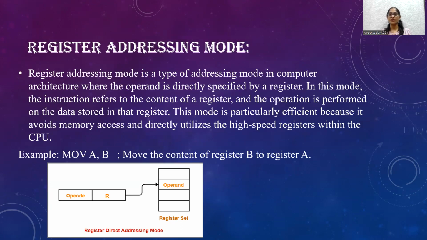It is a type of addressing mode in computer architecture where the operand is directly specified by a register. In this mode, the instruction refers to the content of a register and the operation is performed on the data stored in that register. This mode is particularly efficient because it avoids memory access and directly utilizes the high-speed registers within the CPU. Let us have a look at this example, MOVE A, B, where it moves the content of the register B to register A. Here is the pictorial representation of register addressing mode.